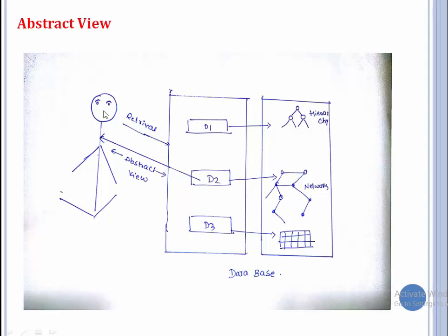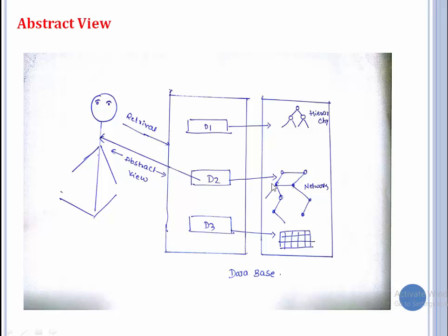Those abstraction levels are the logical level, physical level and view level. There are actually three levels of abstraction in a database. That is also called the three schema architecture of the database. This is again an important concept for your examination: explain the three schema architecture or the three levels of data abstraction. So let us see them one by one.